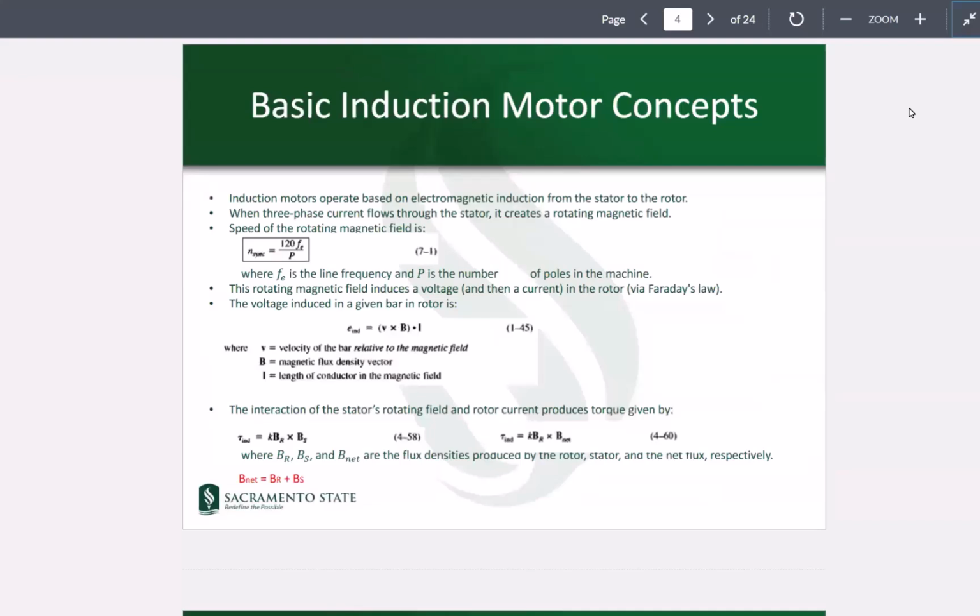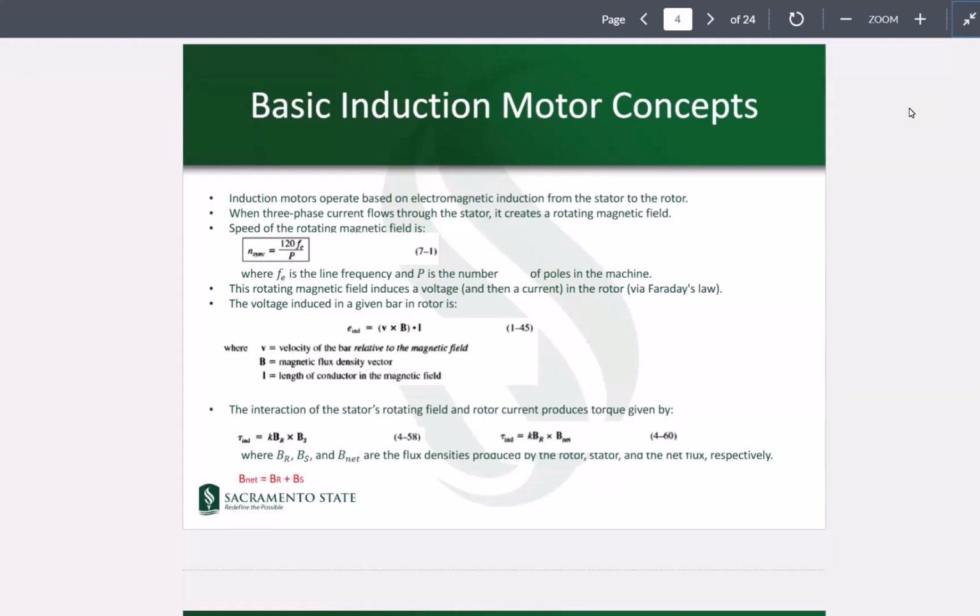Now, let's go back to this formula: N synchronous is equal to 120 times Fe over P, where Fe is the frequency of the line, and P is the number of poles in the machine. N synchronous is the rotational speed in RPM at which your rotating magnetic field rotates. This would be the speed in the case of your synchronous machines, but not the speed that you have in your asynchronous or induction machines. In fact, there is a difference between the actual speed of the machine and this synchronous speed, which defines the slip, which we will be covering in a bit.